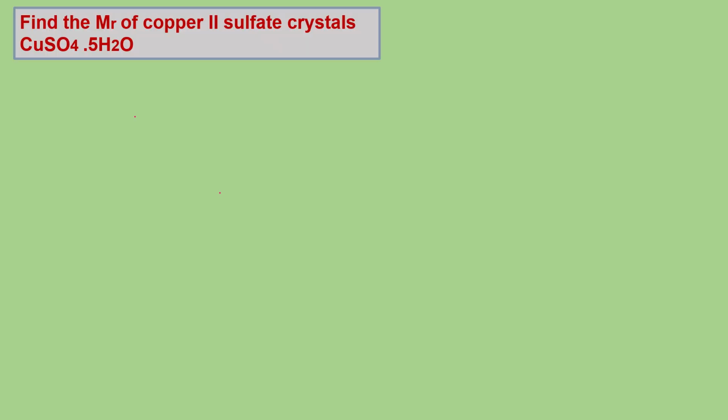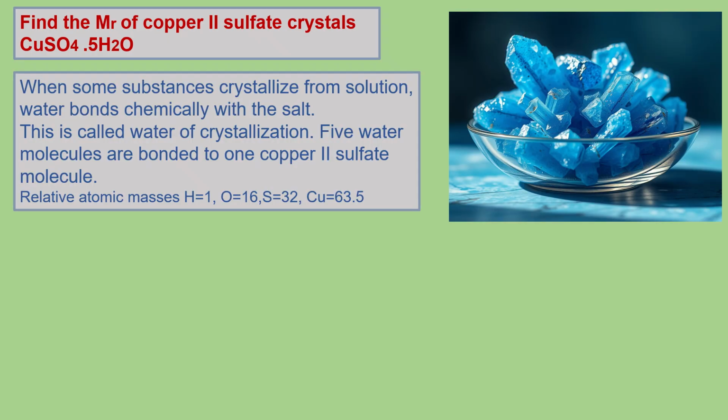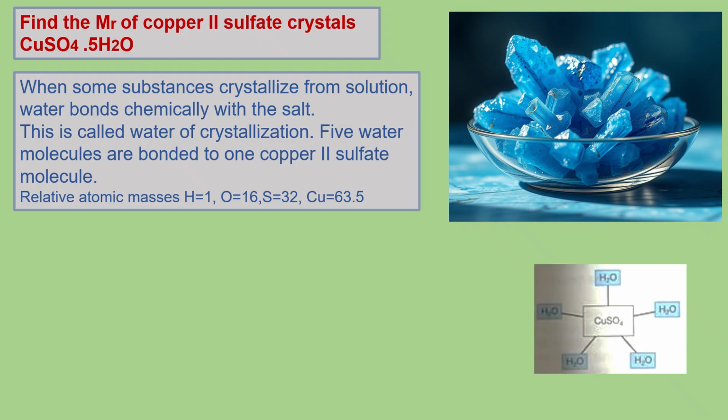Let's solve another problem. Find the relative formula mass of copper 2 sulfate crystals. The crystal's formula is CuSO4.5H2O. When some substances crystallize from solution, water bonds chemically with the salt. For copper sulfate, the water of crystallization is 5 water molecules bonded chemically with 1 molecule of copper sulfate.